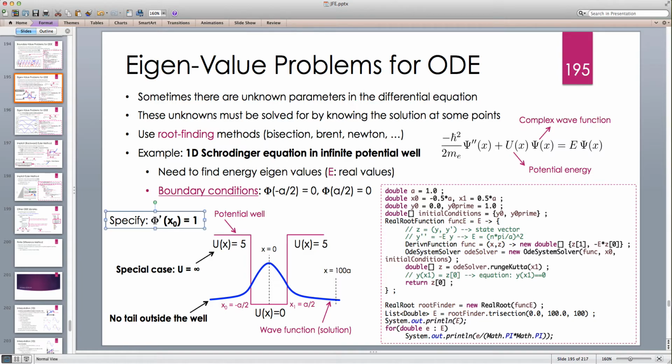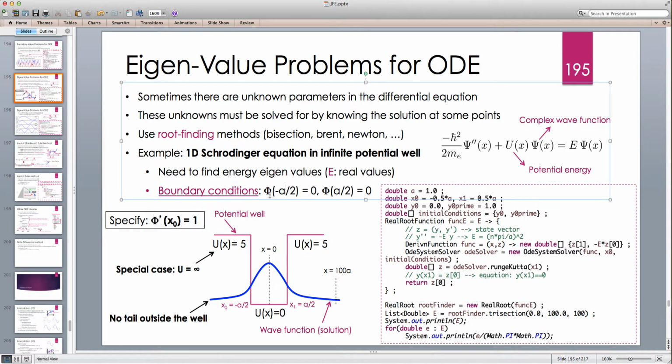We cannot solve without knowing psi prime at x0, and also without knowing E, because we have two unknowns. But we know that this boundary condition gives us a unique solution of a system of two ODEs, because this second order differential equation becomes two first order differential equations when we break it into a system of two ODEs. So here I'm just assuming that psi prime is 1. If you assume another number, the whole solution just gets multiplied by that number, because it's just a normalization. So we're going to assume that psi prime is 1.